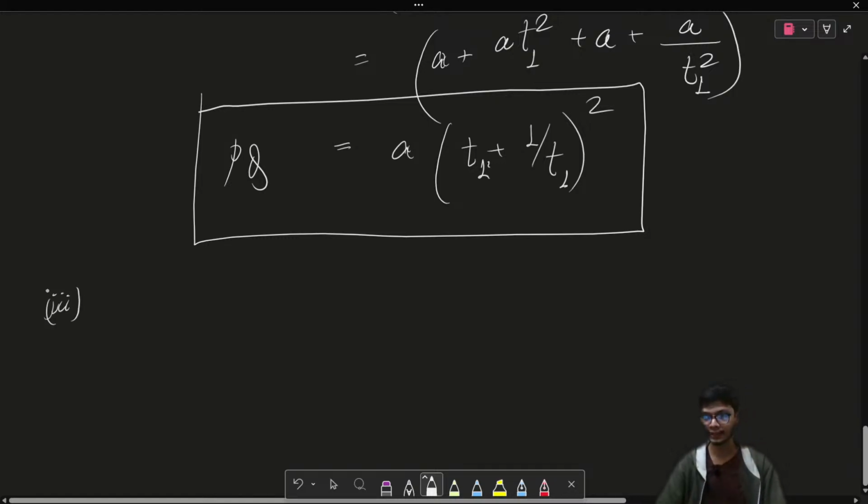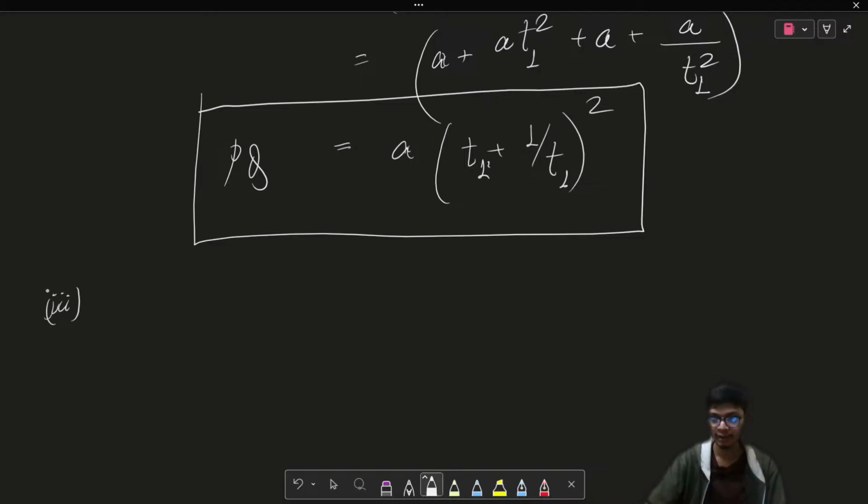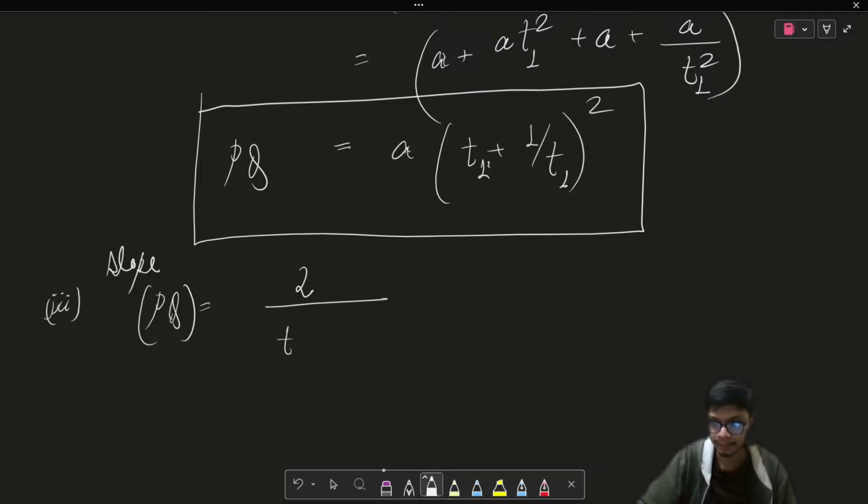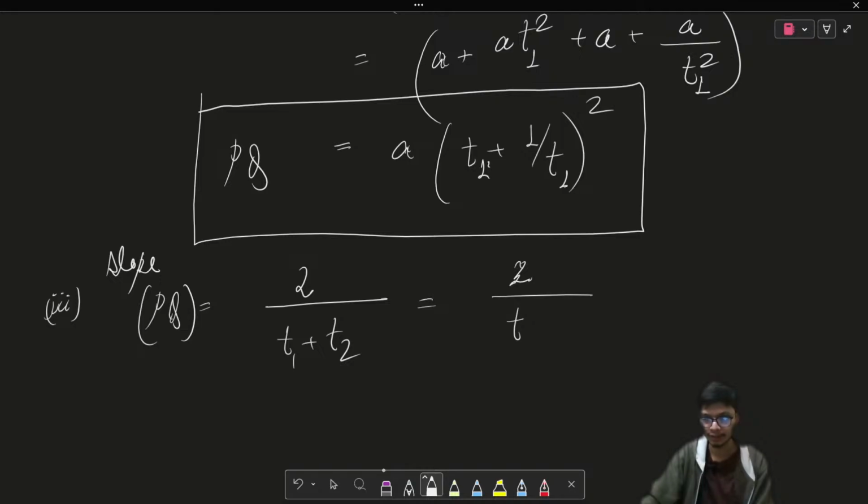The third property says that the length of the focal chord which makes an angle theta with the positive x-axis is 4a cosecant square theta, right? So that is what I will also get. This PQ length can also be given as follows. If I talk about the slope of this line PQ, it will come out as 2 upon t1 plus t2, right? And we have already seen that t1 and t2 are reciprocals of each other, right? So it is negative times 1 upon t1 minus 1 upon t1, right?